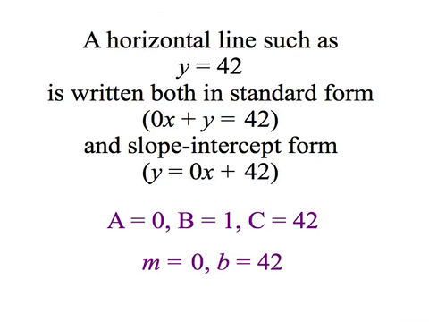Well, a horizontal line such as y is equal to 42 is both in standard form and slope-intercept form, because in standard form we can add 0x so that it reads 0x plus y equals 42, and A is 0, B is 1, C is 42. And for slope-intercept form, we can add a 0x on the other side so that it reads y equals 0x plus 42, and that makes m, the slope, 0, and b, the y-intercept, 42.